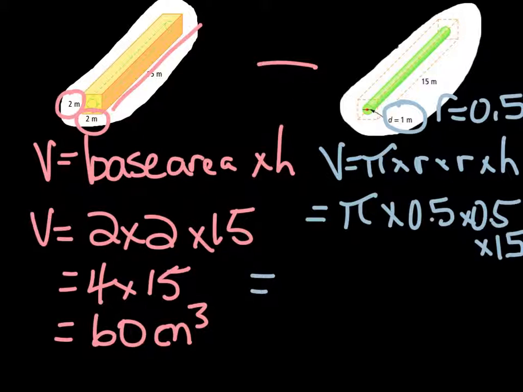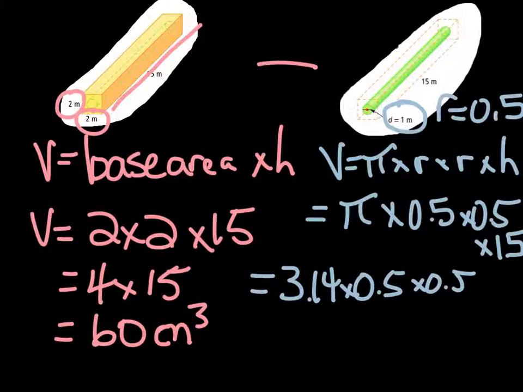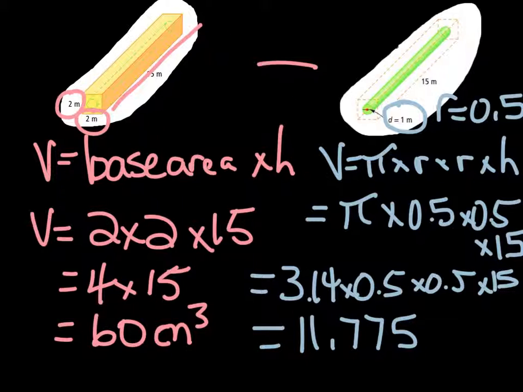Okay, so we've got 3.14 times 0.5 times 0.5 times 15. So that gives us 11.775 meters cubed. So the last part we need to do is take the volume of the box and minus from it the volume of the cylinder. So let's do that now.